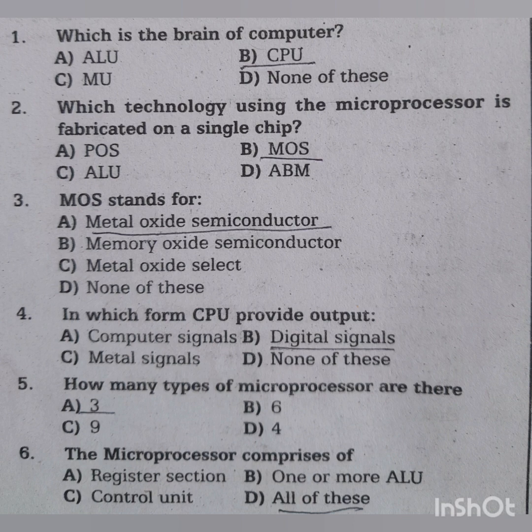നമുക്കറിയാം CPU. Next question, which technology using the microprocessor is fabricated on a single chip? 4 ഓപ്ഷൻ തന്നിട്ടുണ്ട്: POS, ALU, MOS and ABM. The answer is MOS. MOS stands for metal oxide semiconductor.